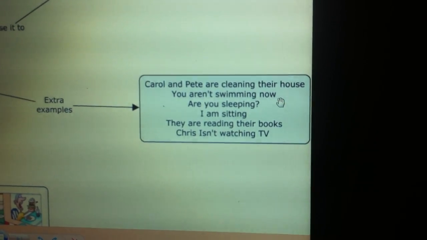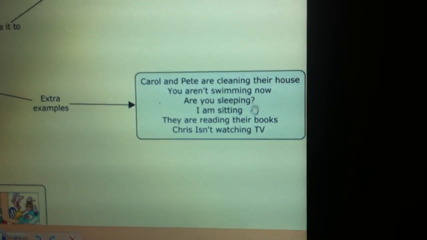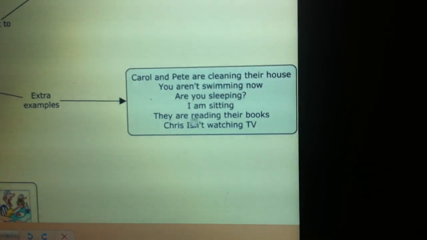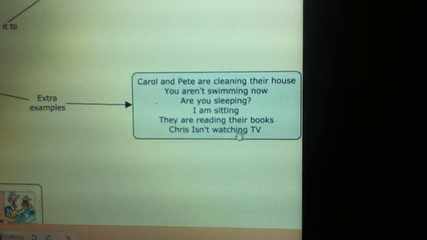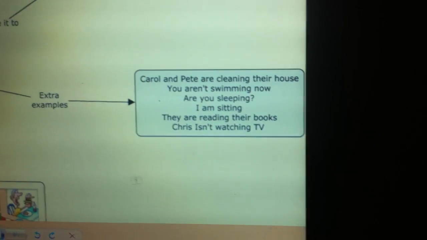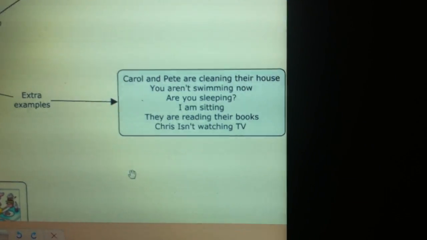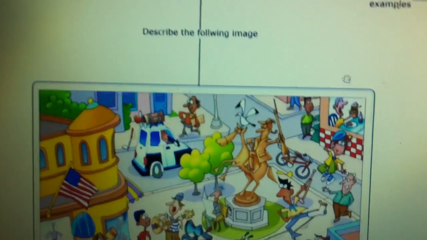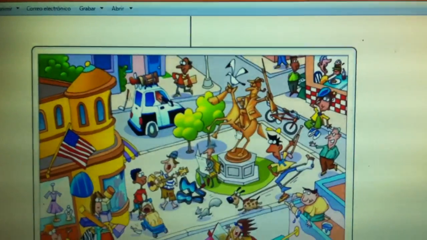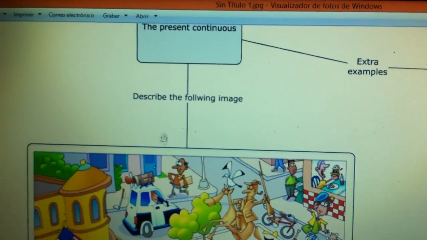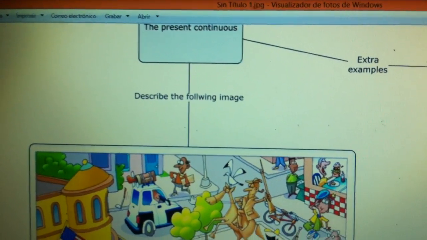You aren't swimming now. Are you sleeping? I am sitting. They are reading their books. Chris isn't watching TV. Okay, so we have examples of the affirmative form, negative form, and the question form. Okay, and finally, for our last activity, I want you to describe the following image.